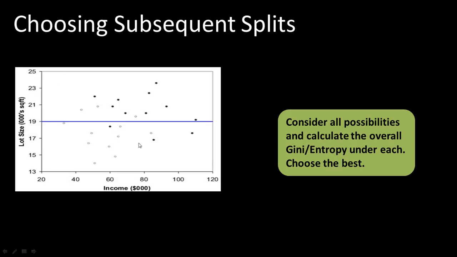And again, here there are lots of splits too, because this group can also be split on lot size between 13 and 19, and on income, the complete range. So maybe another 25. Now you have a total of 50 possible splits to consider. What we really will do is perform each of those splits, calculate the Gini value or the entropy value under each, and choose the split which provides the maximum reduction in impurity. That's what we are trying to do.